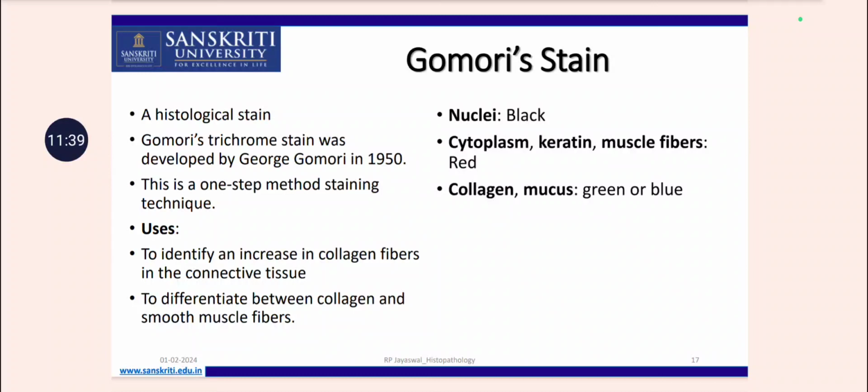if there is an increase in collagen fiber in the connective tissues. It differentiates between collagen and smooth muscle fibers. So the observation after Gomori's stain is that the nucleus will appear black, cytoplasm, keratin, and muscle fiber will appear red, and collagen and mucus will appear green or blue.